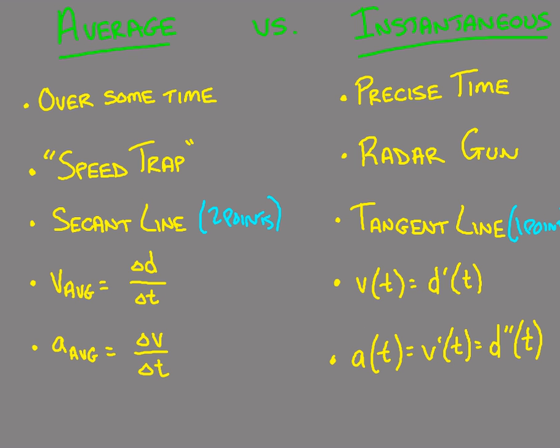Same thing with acceleration. Average acceleration is the change in velocity over time, whereas an instantaneous acceleration is the derivative of velocity, or in that case, the second derivative of your position function.